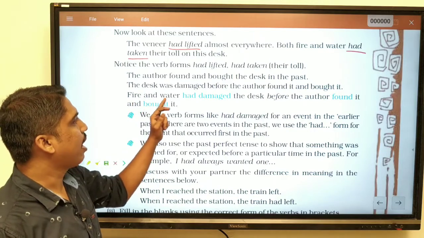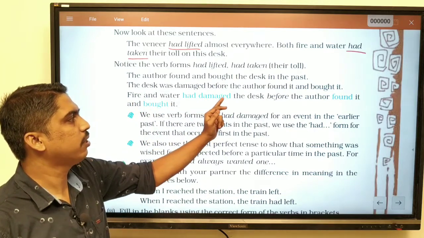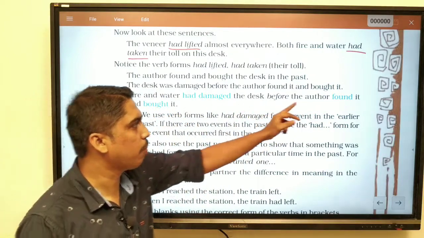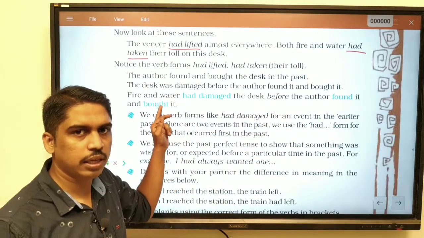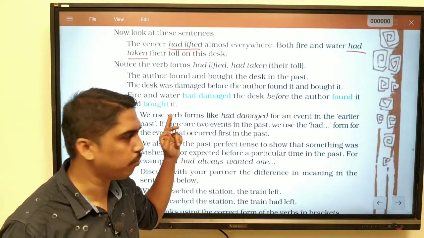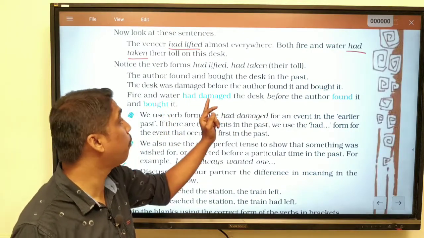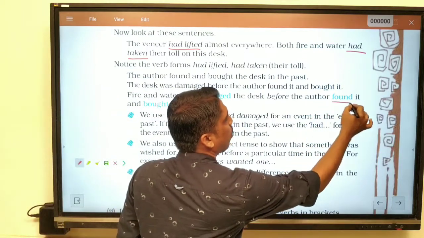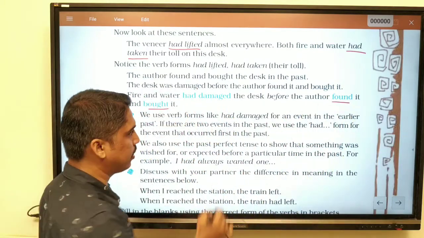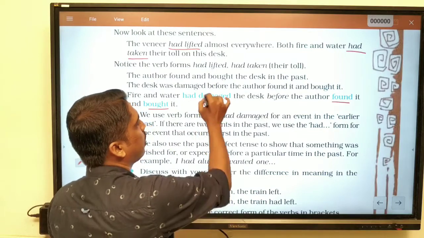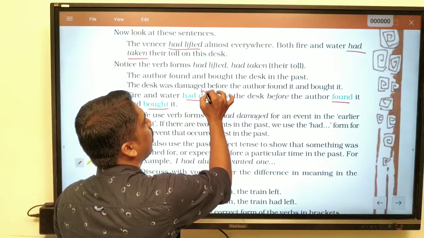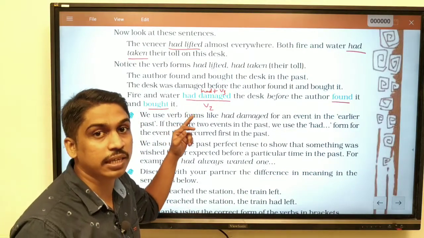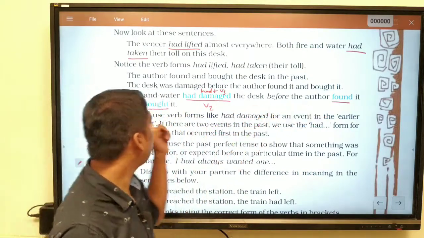Yes. Fire and water had damaged the desk before the author found it and bought it. ഇവിടെ നോക്കാം, author found it and bought it. ഇത് സിമ്പിൾ പാസ്റ്റ് ആണ്, വാങ്ങിച്ച കാര്യം ഒരു ജസ്റ്റ് പാസ്റ്റ് നടന്നത്. എന്നാൽ അതിനു മുമ്പാണ് had damaged. സോ അതുകൊണ്ട് തന്നെ ഇത് രണ്ടും ഫൗണ്ട് ആൻഡ് ബോട്ട് എന്നുള്ളത് സിമ്പിൾ പാസ്റ്റ് ആണ്, വെർബ് 2 ആണ്. എന്നാൽ ഹാഡ് ഡാമേജ്ഡ് എന്നുള്ളത് ഹാഡ് പ്ലസ് വെർബ് 3. ഹാഡ് പ്ലസ് വെർബ് 3 ഏതിൻ്റെതാണ് നമ്മൾ പഠിച്ചിട്ടുണ്ട്? പാസ്റ്റ് പെർഫെക്റ്റ് ആണ്. ഇത് രണ്ടും സിമ്പിൾ പാസ്റ്റ് ആണ്.